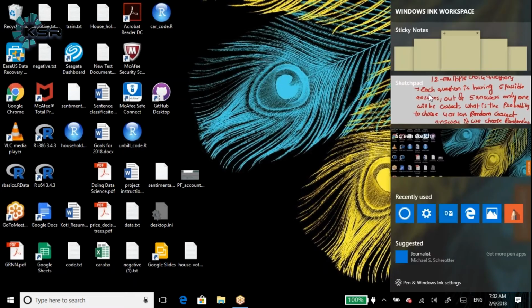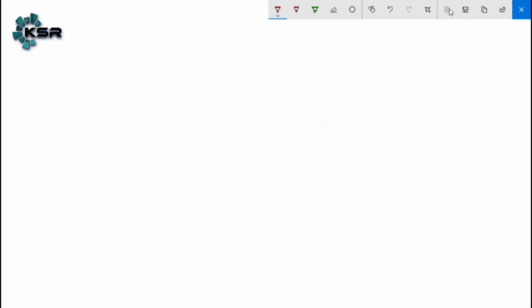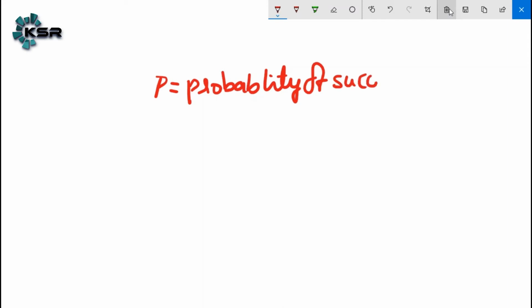Yeah, let me understand this question. Let me keep it in the formula way. How do we write this one? For this, P is equal to probability of success. As we mentioned in this case, out of 5 possible answers, the correct answer will be 1. So 1 divided by 5. What is the P value? 1 by 5, that is nothing but 0.2.